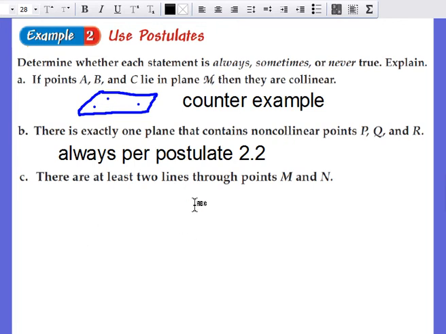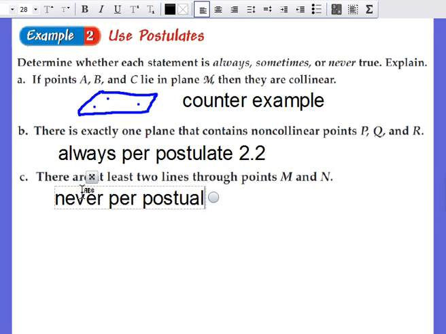There are at least 2 lines through points M and N. Now that one is definitely never, because with any 2 points you only have exactly one line, and that is per the postulate 2.1. So here we're basically just using deductive reasoning. This is what we're given. Based on that, we came up with this. Just to give you an example, this is per postulate 2.1. This is per postulate 2.2.